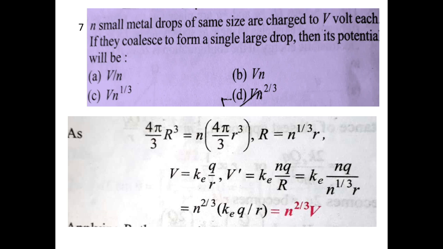Now since each metal drop is charged to V volt each, so potential of small drop V = KQ by r. And let us suppose that V′ be the potential of bigger drop, which can be written as V′ = KnQ by R = KnQ by n^(1/3) r. Here we have replaced the value of capital R in terms of small r and we find the value of potential of bigger drop, that is n^(2/3) × V.